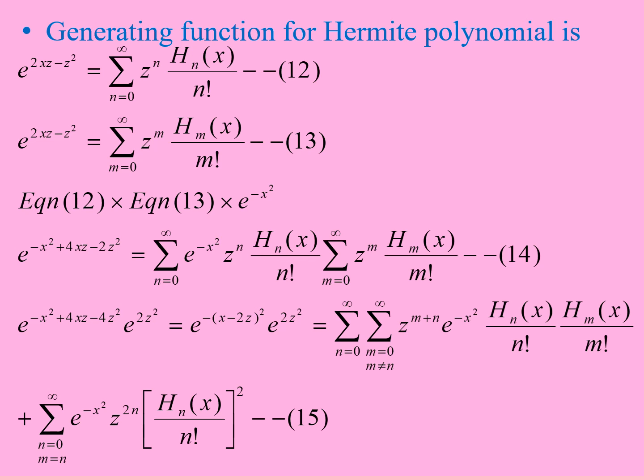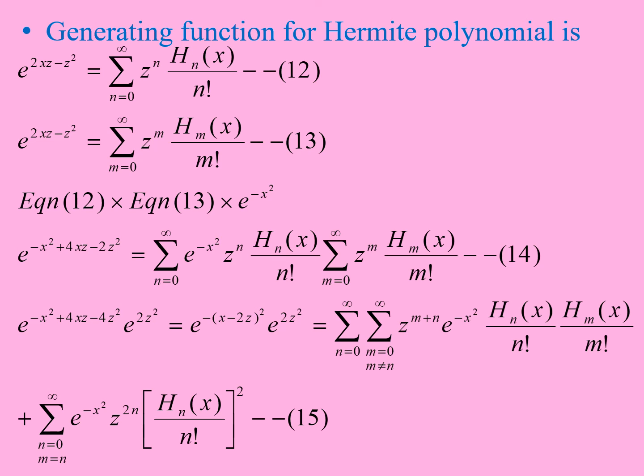Now multiply these two equations and with e power minus x squared, then you can get e power minus x squared plus 4xz minus 2z squared is equal to summation n is equal to 0 to infinity e power minus x squared z power n Hn of x divided by n factorial, and summation m is equal to 0 to infinity z power m Hm of x divided by m factorial.